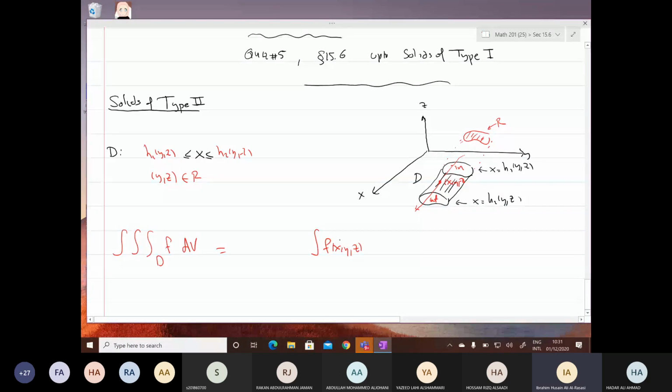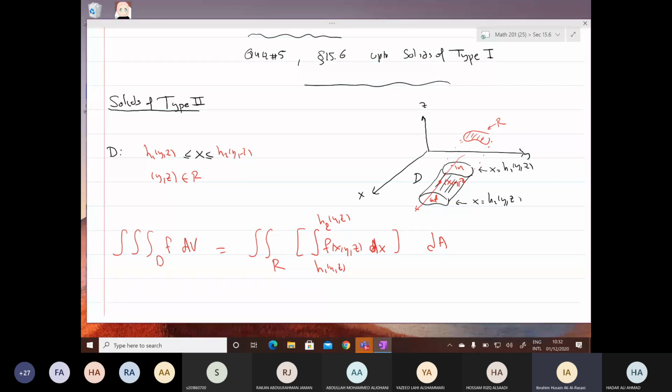With respect to x, dx, from h1(y,z) to h2(y,z). The double integrals are left over R, dA. This is how it is. It is exactly like type 1, but it is now along the x-axis.